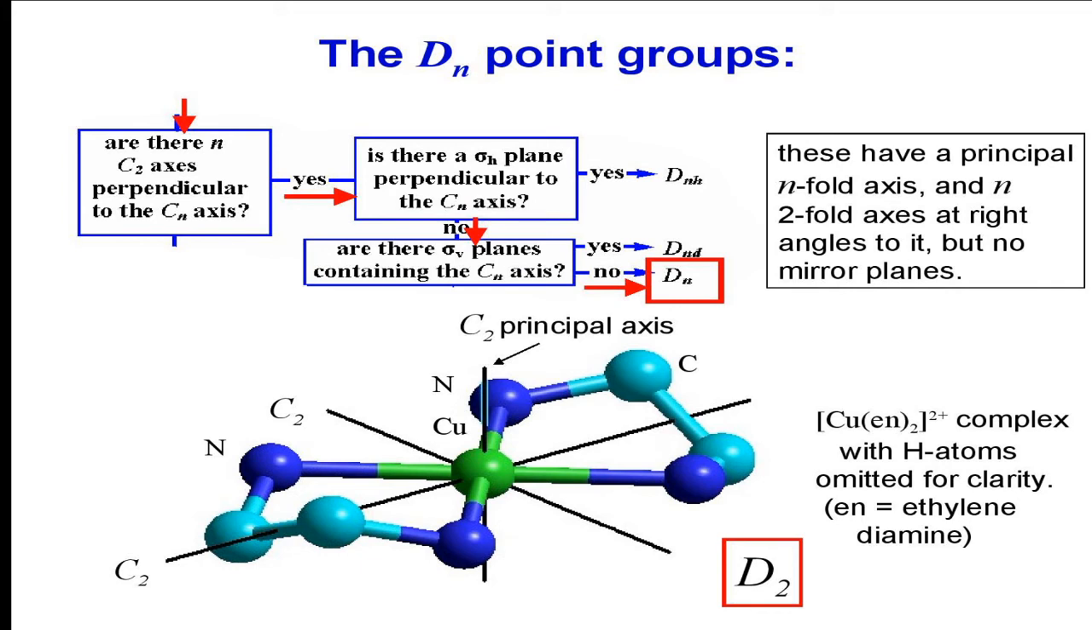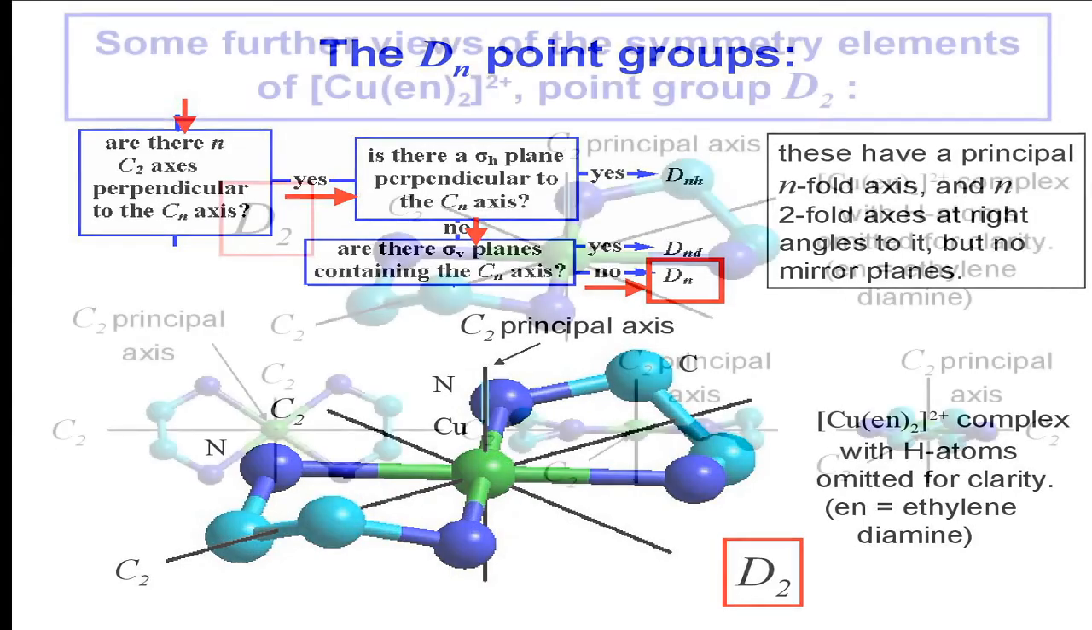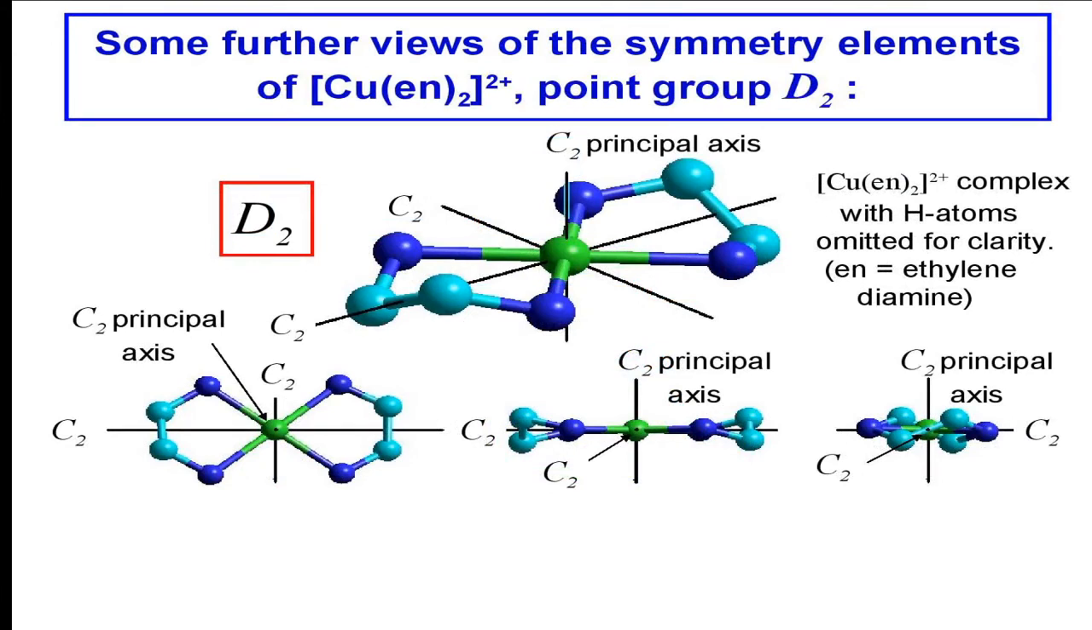You see here, the difference between Dn and Cn is that here also we have the principal axis, but here we have an additional perpendicular C2 axis. This is the additional perpendicular C2 axis. This gives the point group D2. So you can see the copper diethylenediamine complex. This coordination complex belongs to the point group D2. Then some other views of the symmetry elements of the point group D2.